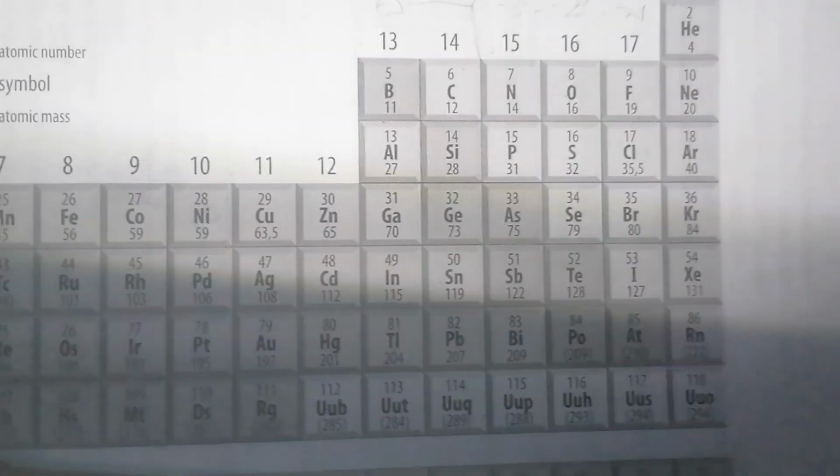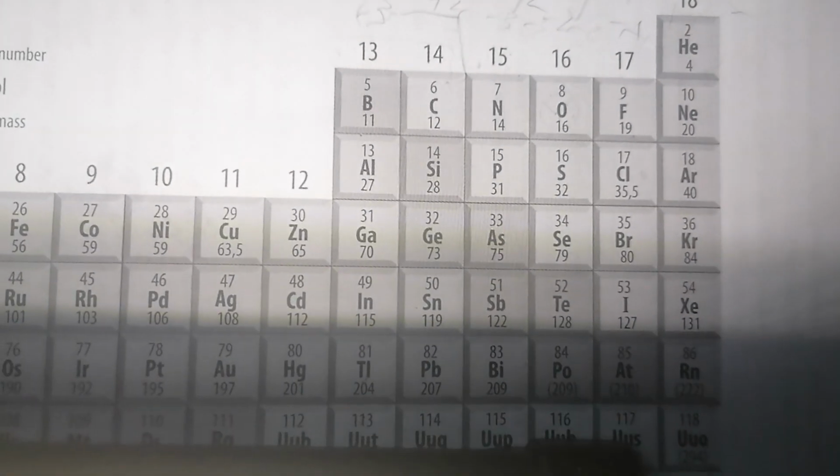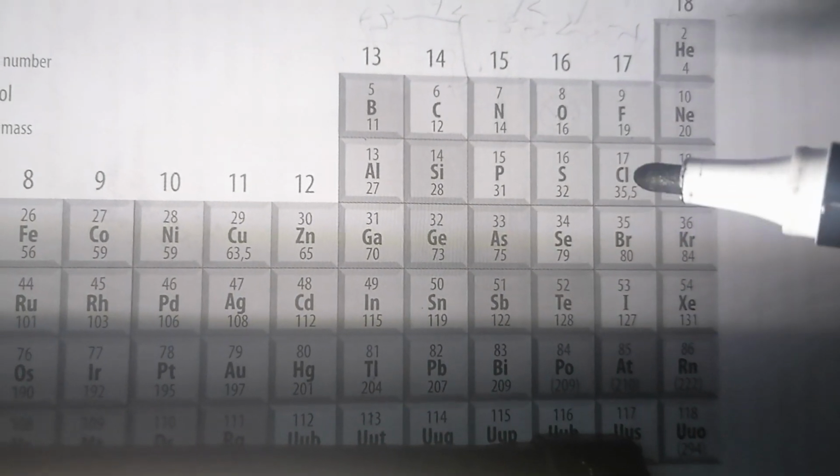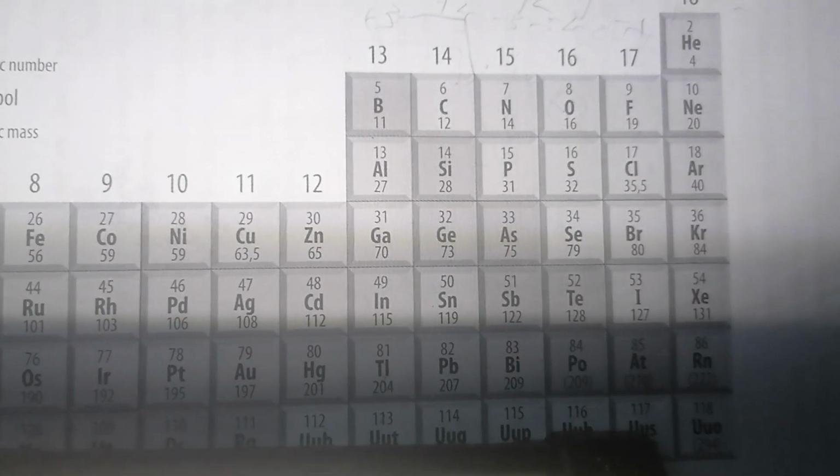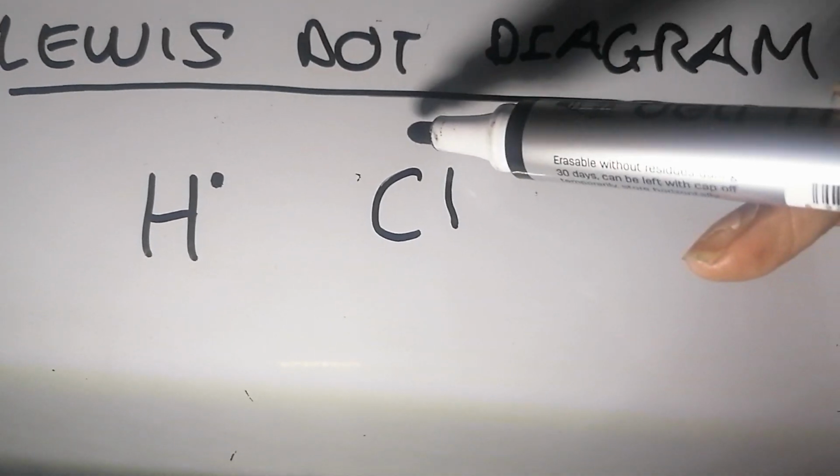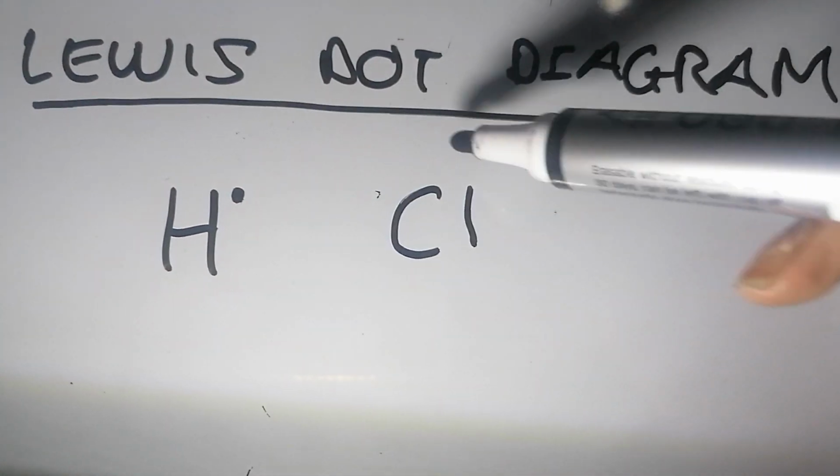Then chlorine, you can find it. There's Cl here in the 7th. So I know it's going to have 7 valence electrons. And now you need to draw that. So how would I draw it? See, there's 4 spaces here. So I can put 4 dots.